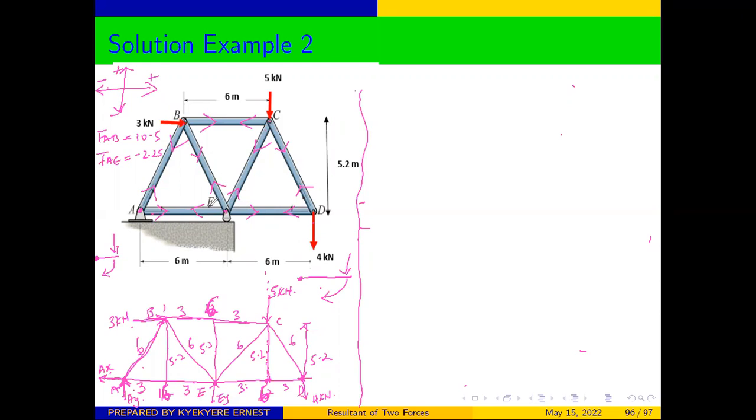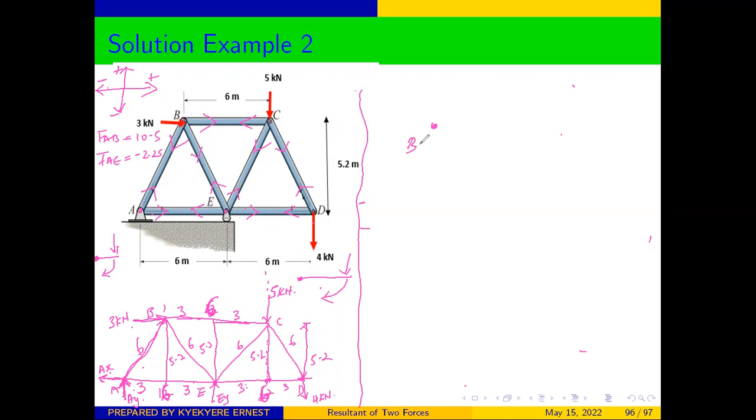If you want to analyze joint E, we know A to E, FAE, but we don't know from B to E, we don't know from C to E, we also don't know from C to D. Therefore, we have three unknowns. We cannot analyze joint E. However, when we go to B, we know from A to B, we'll be left with B to E and B to C. We can therefore analyze joint B.